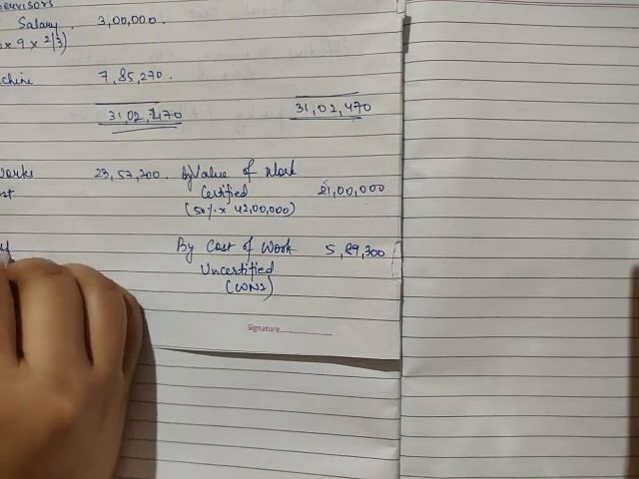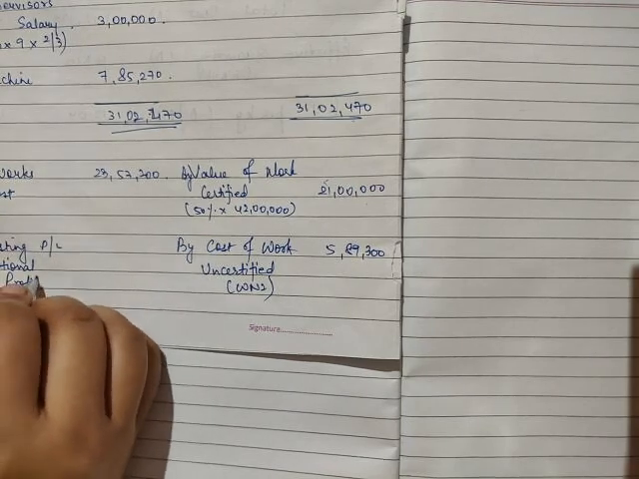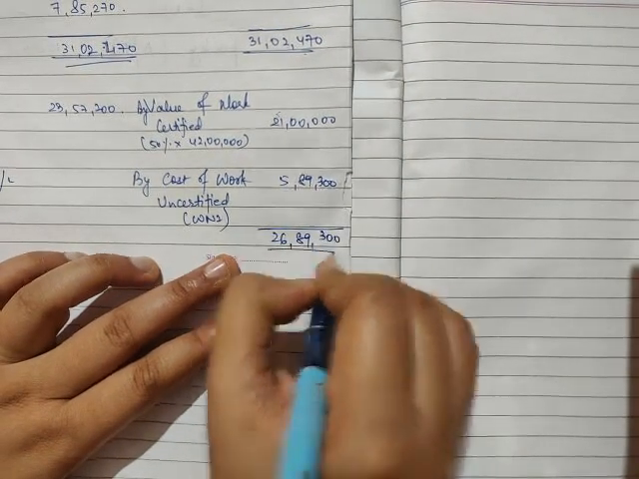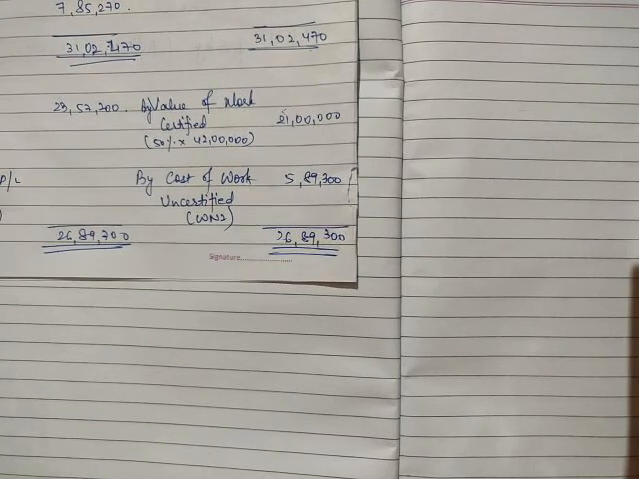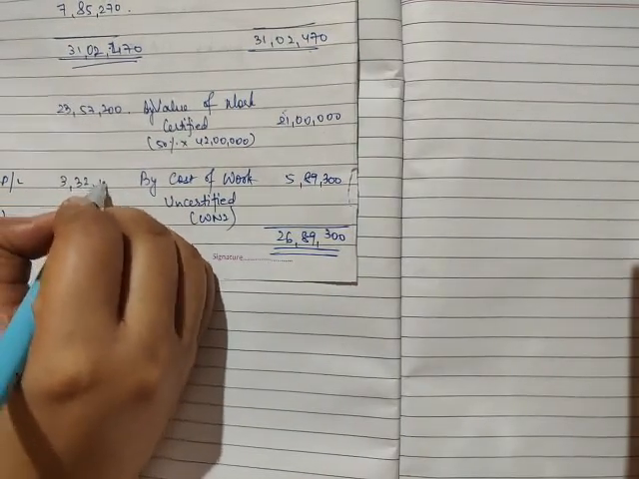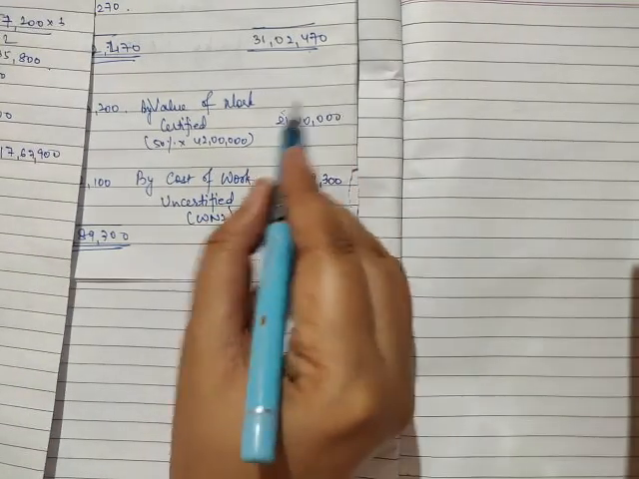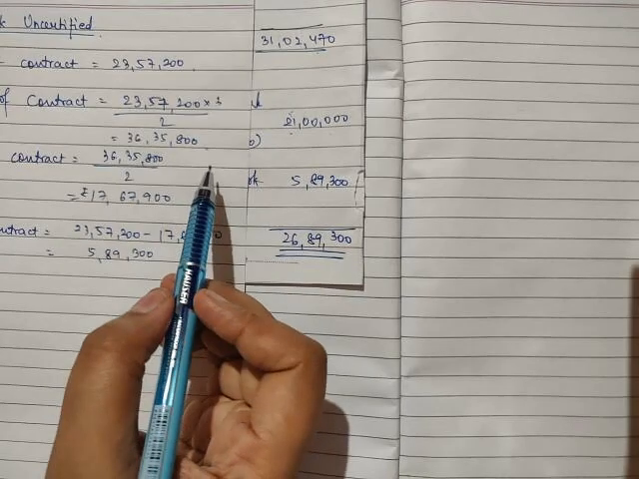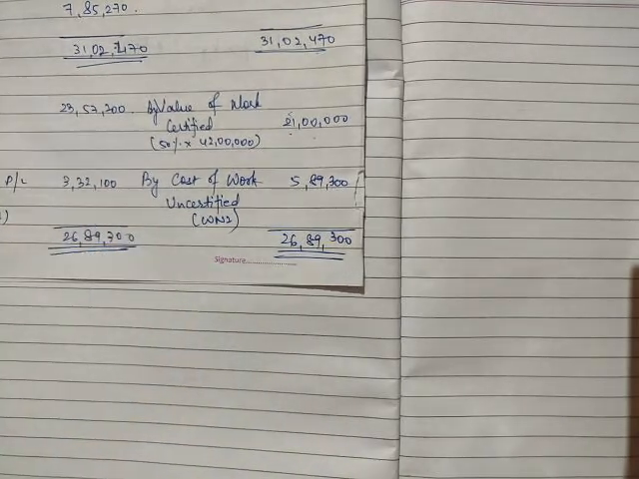So now to balance the contract costing PL, notional profit, we have the total on the credit side 26,89,300. So we get a notional profit of 3,32,100 rupees. If you see, the notional profit is equal to the value of work certified of 50%, 21 lakh, minus the cost of the 50% of the contract which we had calculated earlier. So 21 lakh minus 17 lakh 67,900 will give us a profit of 3 lakh 32,100.